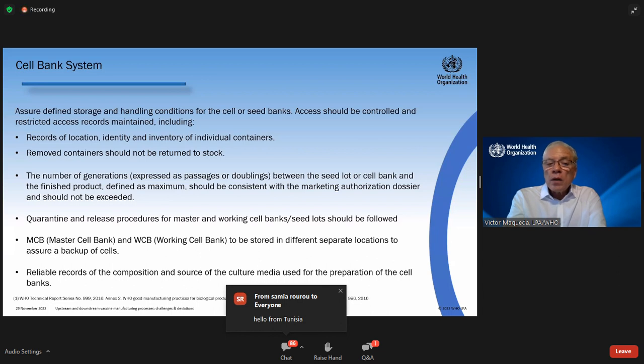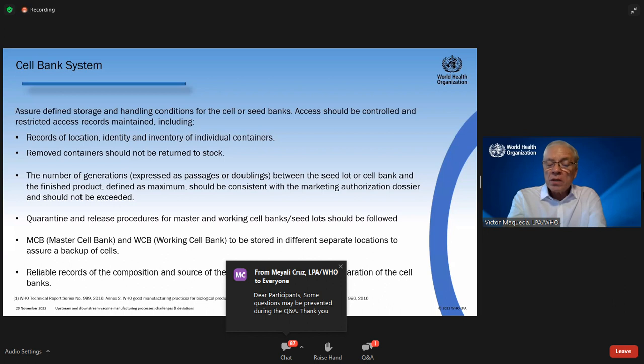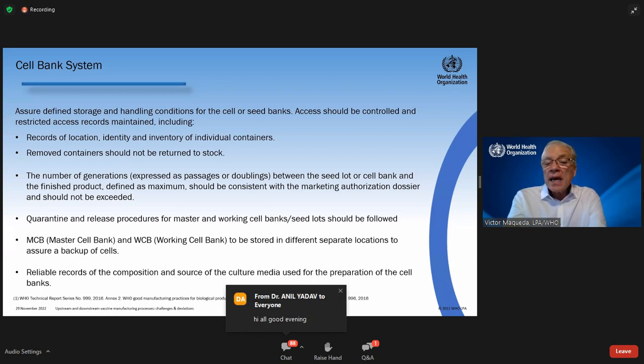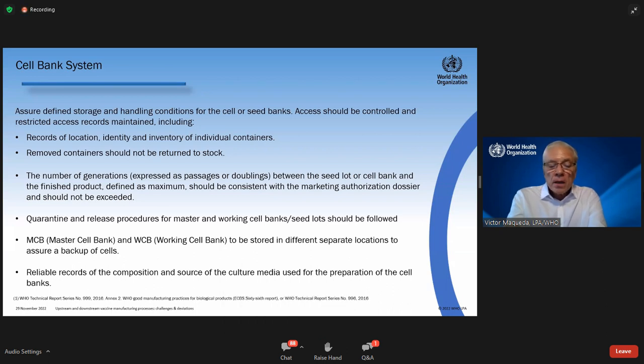So the different locations are important in terms of having a contingency plan in case one of the locations has a problem that would affect or destroy the cells. Also, reliable records of the composition and source of the culture media used for the preparation of the cell banks should be maintained.